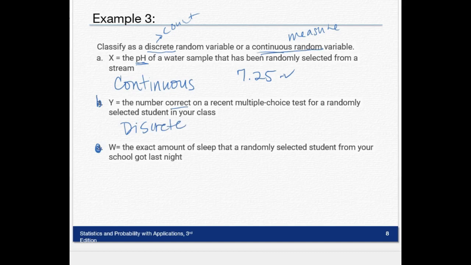And then C, W, the exact amount of sleep that a randomly selected student from your school got last night. Okay, exact would mean that it was probably not exactly 1 hour. It would be like 7 hours, 7.235 hours, something like that. That means there could be decimals, right? It's a measurement. So this would be a continuous random variable. All right, and those are the types of problems you're going to see in your homework. I hope that makes some sense.